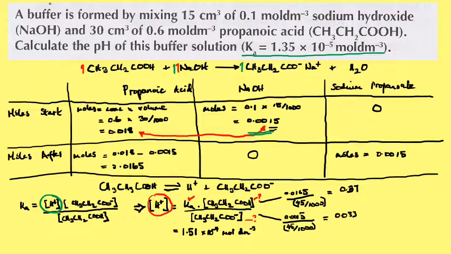The last step is just to use the pH equation. So let me just do it in this little bit of the slide here. You'll remember that pH equals minus log of the hydrogen ion concentration. The hydrogen ion concentration we've just worked out at 1.51 times 10 to the minus 4, and so the pH is going to work out at 3.82, and that's the answer to the question.